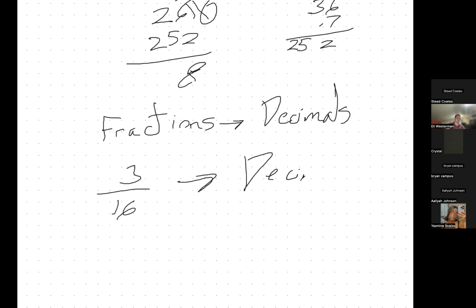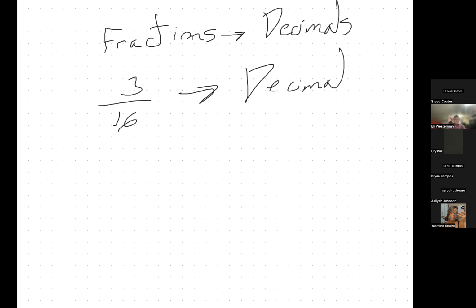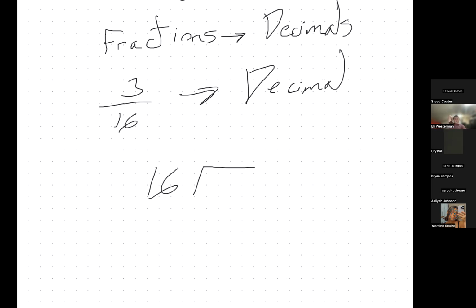Well, all you really have to do is do the division. Now 16 doesn't go into 3, so you have to add a decimal place and put a 0. 16 goes into 30 one time. 16 times 1 is 16. We have 14 left over.